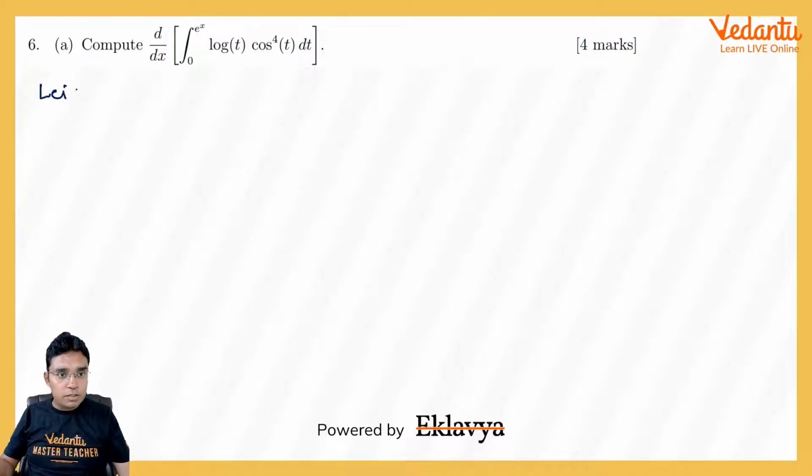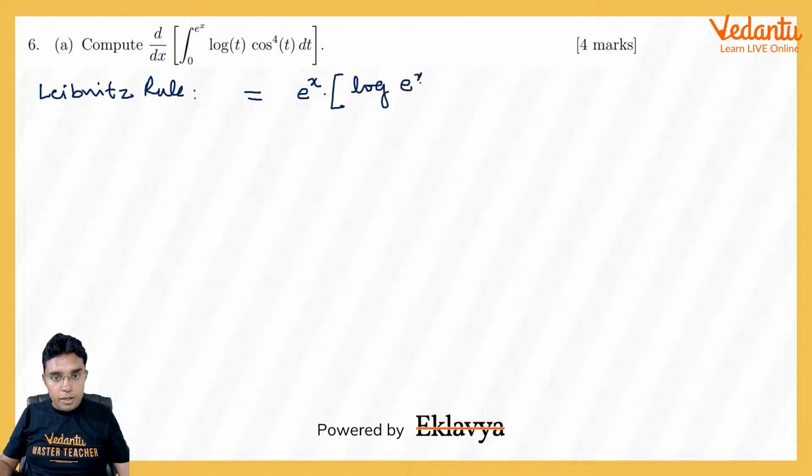Okay, this is a 4 marks question, so I think we can use this Leibniz rule of differentiation, which says that differentiation of upper limit, which will be e power x, then we will put t equal to e power x, it will become log e power x here. I think they have not mentioned whether base is e or not, so let us put it this way only, into cos power 4 e power x here. Then minus differentiation of lower limit, that will be 0 because it's a constant value.